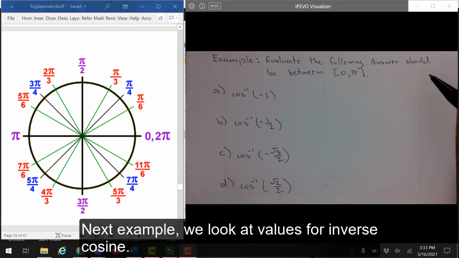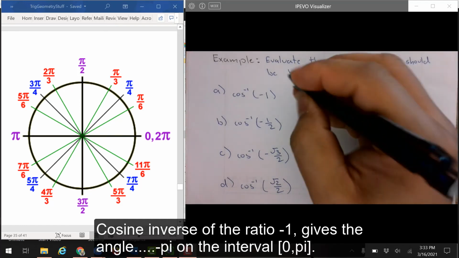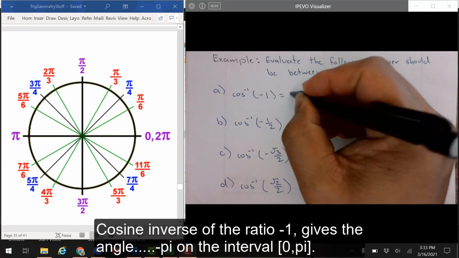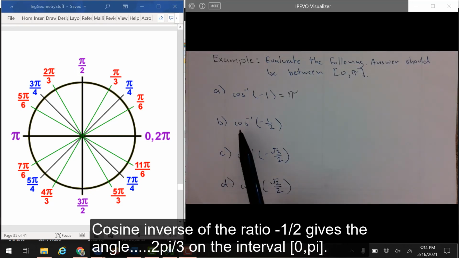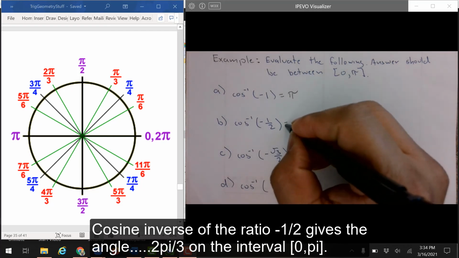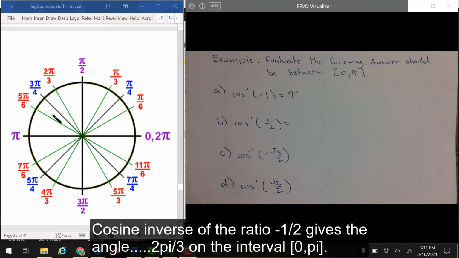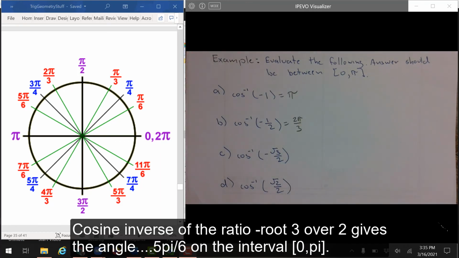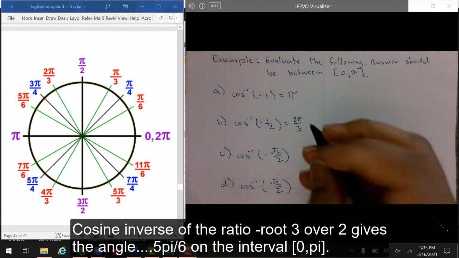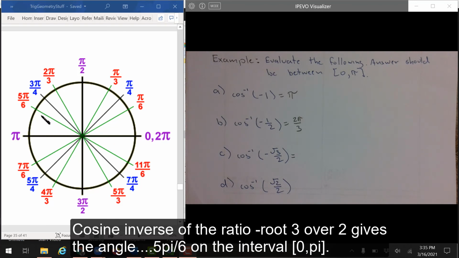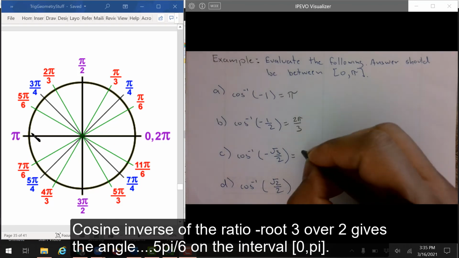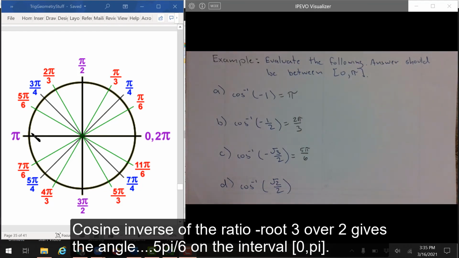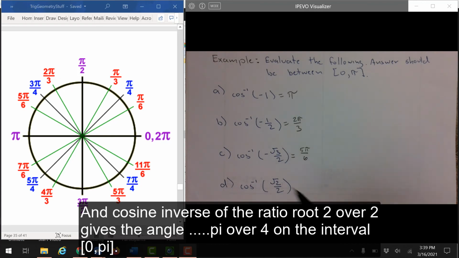Next example, we look at values for inverse cosine. Cosine inverse of the ratio negative 1 gives the angle pi on the interval 0 to pi. Cosine inverse of the ratio negative 1/2 gives the angle 2 pi over 3 on the interval from 0 to pi. Cosine inverse of the ratio negative root 3 over 2 gives the angle 5 pi over 6 on the interval 0 to pi. And cosine inverse of the ratio root 2 over 2 gives the angle pi over 4 on the interval from 0 to pi.